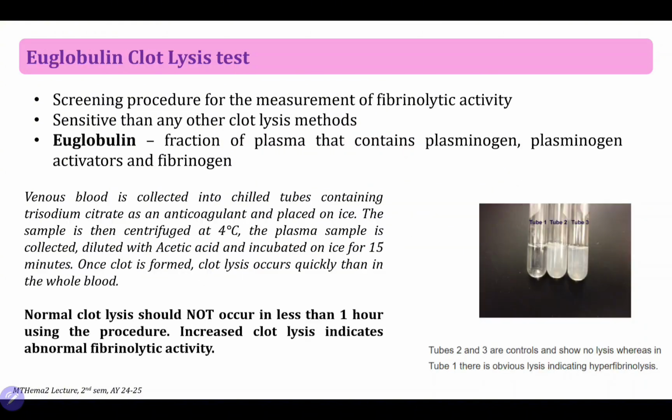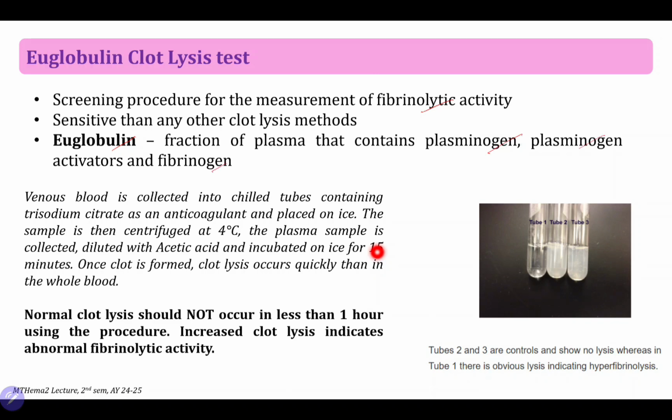Last test for DIC or fibrinolysis is the euglobulin clot lysis test. This is a screening procedure for the measurement of any fibrinolytic activity. Now, among the clot lysis tests, this is the most sensitive compared with the other methods. This is used to measure the presence of euglobulin, which is a fraction of plasma that contains plasminogen, plasminogen activators, and fibrinogen.